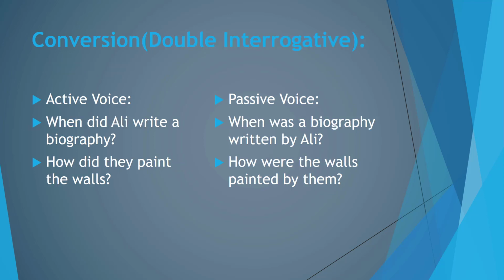The next type of sentence is double interrogative. As it is evident from the name, there are two interrogations or questions in double interrogative. We simply use how and any W words like why, when, where, or what according to the suitability. Rest of the structure remains the same. For example, when did Ali write a biography? And the passive voice is, when was a biography written by Ali? The next is, how did they paint the walls? And the passive voice is, how were the walls painted by them?